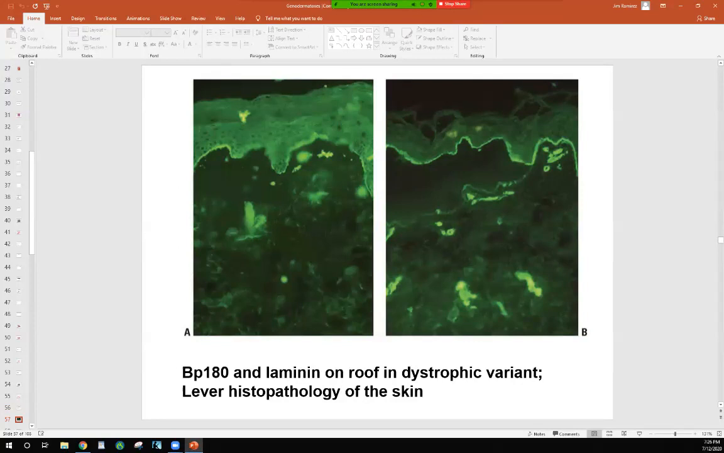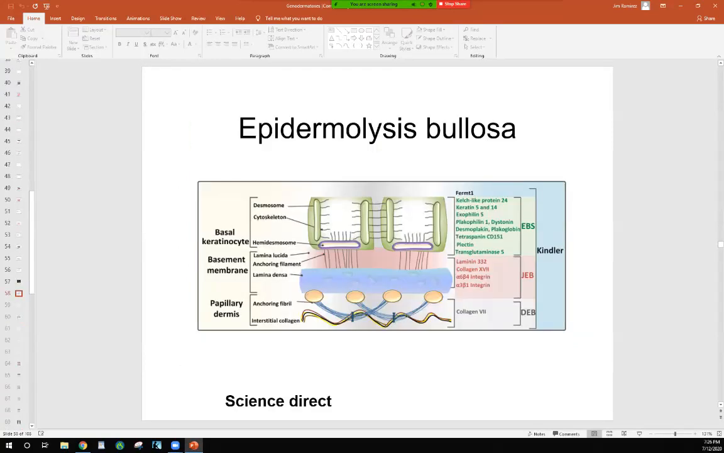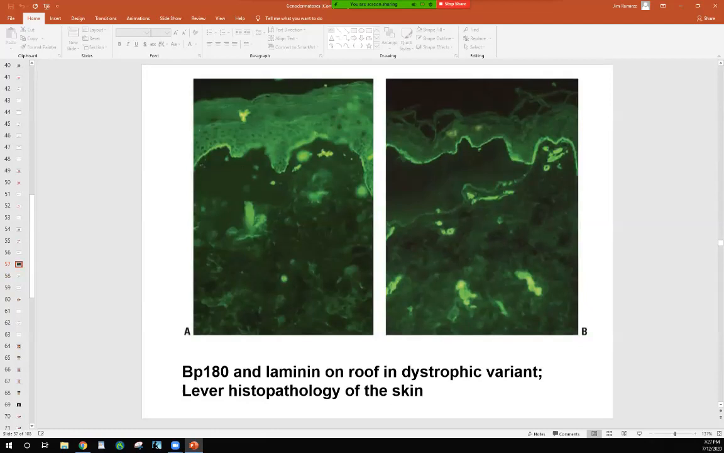And you can see that these are BP180 and laminin, which are on the roof. And in dystrophic, everything's going to be on the roof because the split is so low. If we look at our map here, we can see it's way down here, collagen 7, and all of these other antigens are going to be up there. So any antibodies to those antigens are going to be high up. That again goes to why it's so important to have a good understanding of this junction, a map of this junction in your mind. And you can do that for all of them, and by process of elimination, narrow it down to either simplex, junctional, or dystrophic.